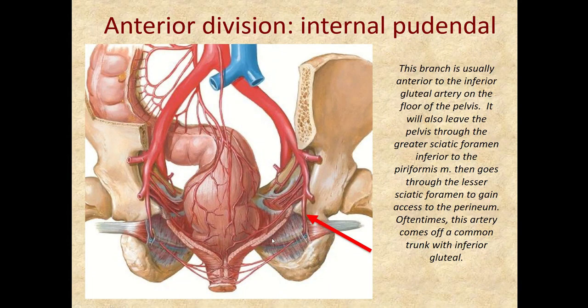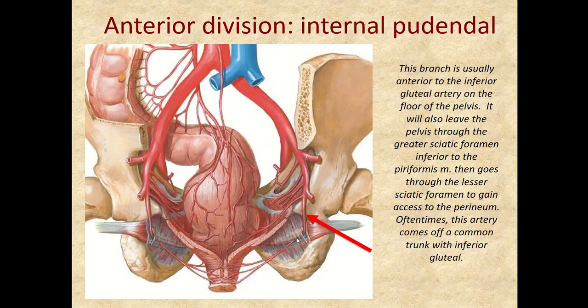And then it courses anteriorly, and you see it running along the lateral wall of this ischioanal fossa, where it is running underneath the obturator internus fascia. So this is the obturator internus fascia, and you can see that the artery runs along that wall.